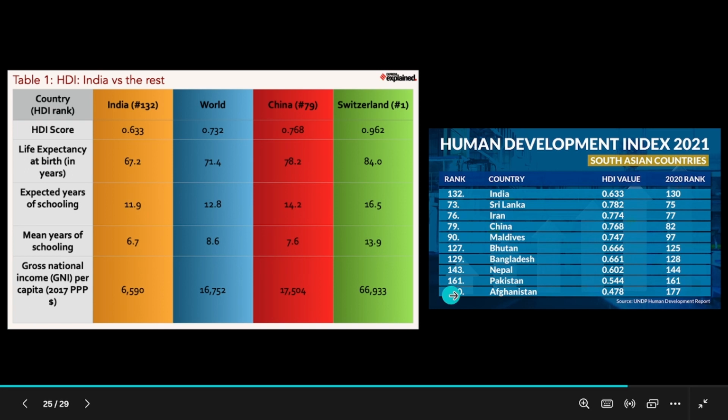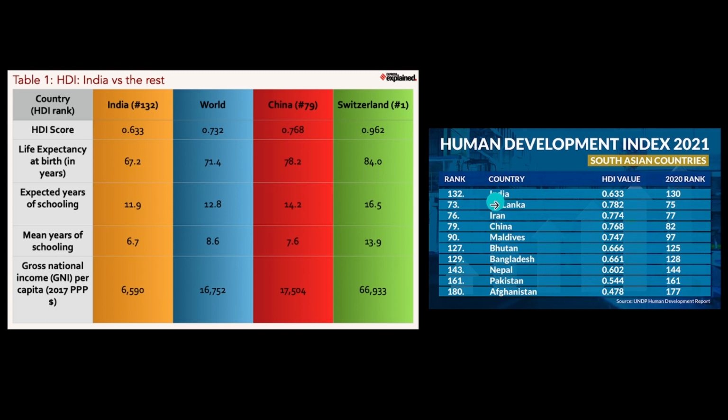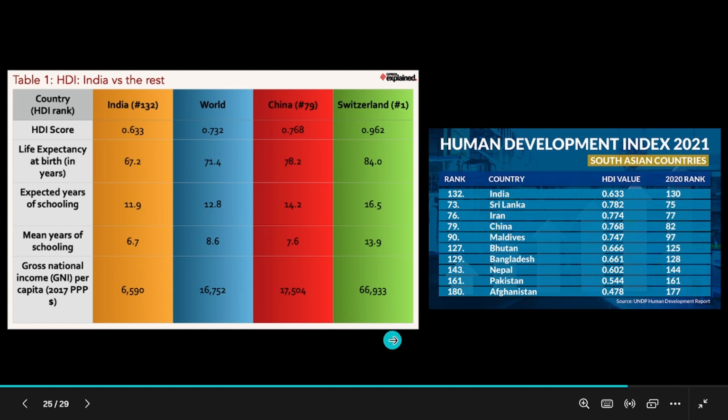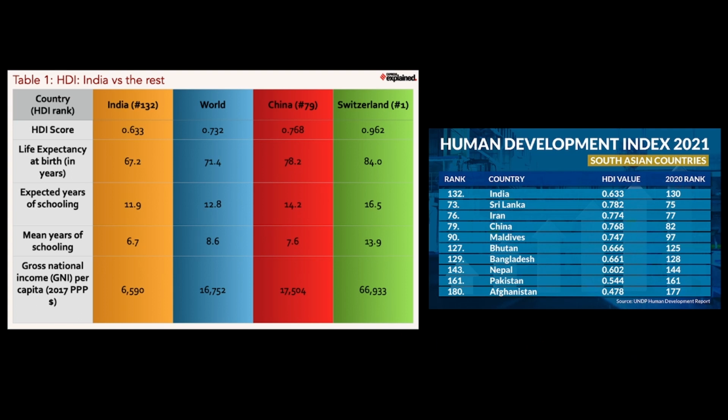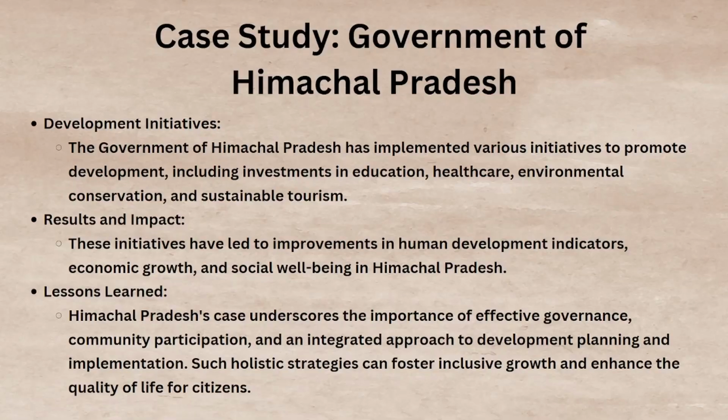Okay, so pause this video and take a look at which country is in which position. See, Pakistan is in 161, India is in 132, Sri Lanka is in 73, which is just below us geographically. China is 79. All these are our neighboring countries. So first rank will be given for European countries. Please check HDI in Google if you want to.